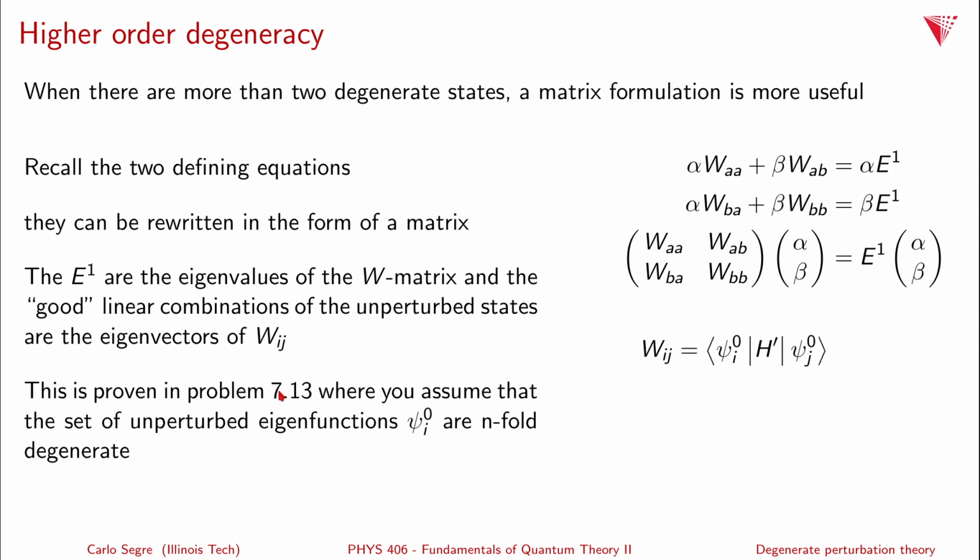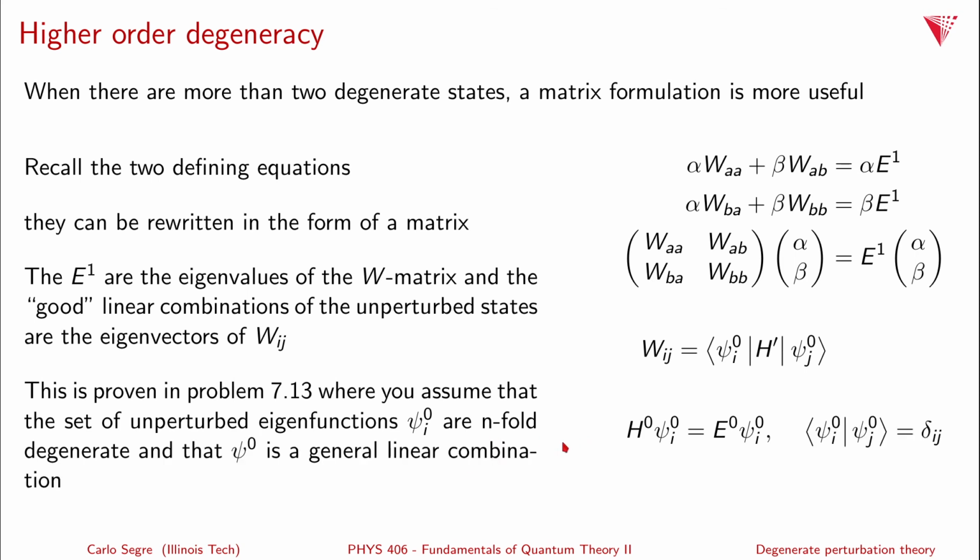You can prove this in problem 7.13 in Griffiths by assuming that you have a set of unperturbed eigenfunctions, psi I 0, which are n-fold degenerate. The eigenvalue equation for each of these is H0 psi I 0 equals E0 psi I 0 for all values of this n-fold degenerate system, and they're all orthonormal. And psi 0 is then the general combination of all these states: the sum from I equals 1 to n of alpha I psi I 0 gives us the general state. If you have an n-fold degeneracy, you'll have n solutions to this, each of which has a split energy.